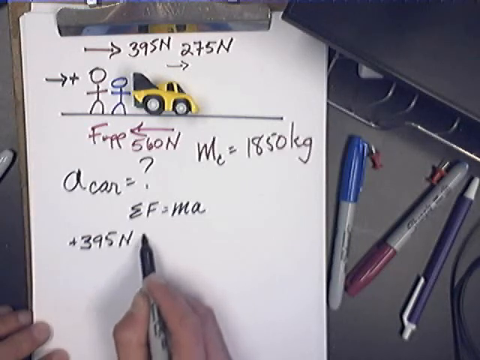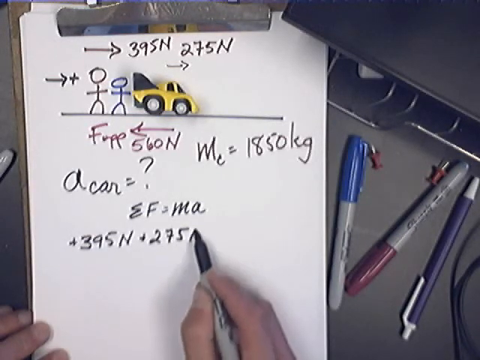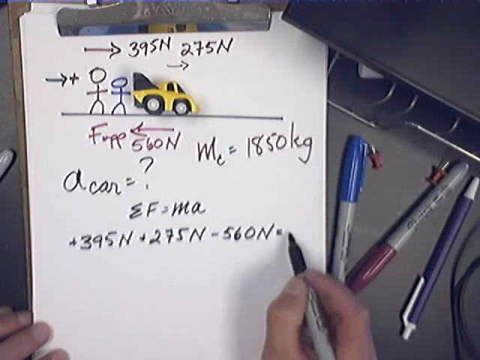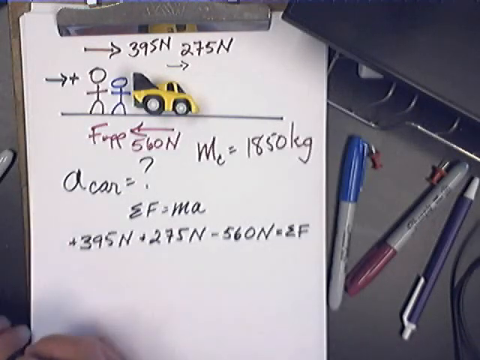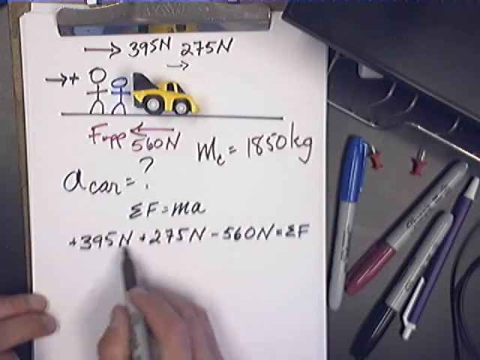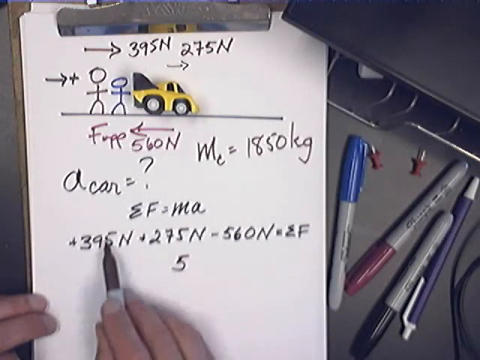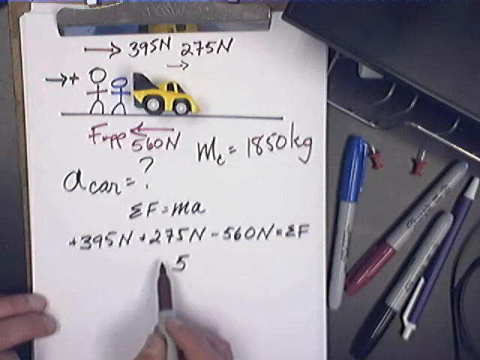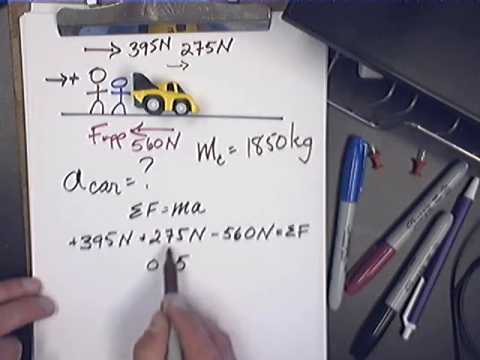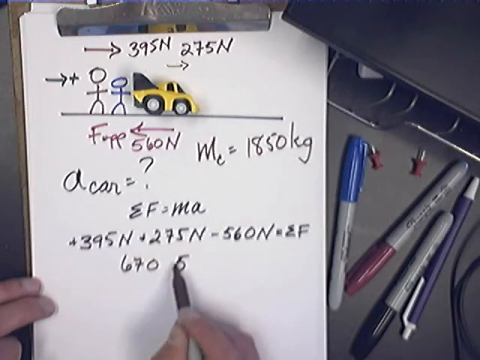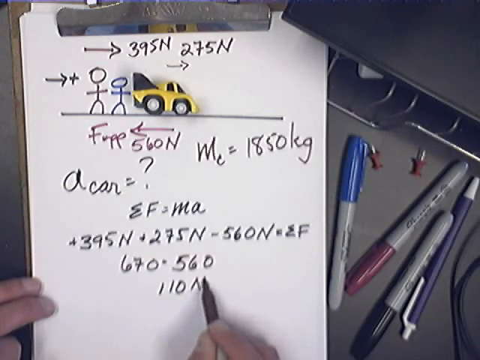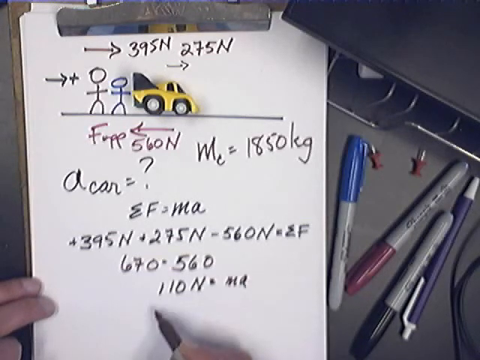So I am going to have a 395 newton force plus a 275 newton force minus 560 newtons, and that's going to equal the sum of my forces. So we end up with 5 plus 5 is 0. 7, 6 minus 560 gives you 110 newtons for the sum of my forces, and that's equal to ma.